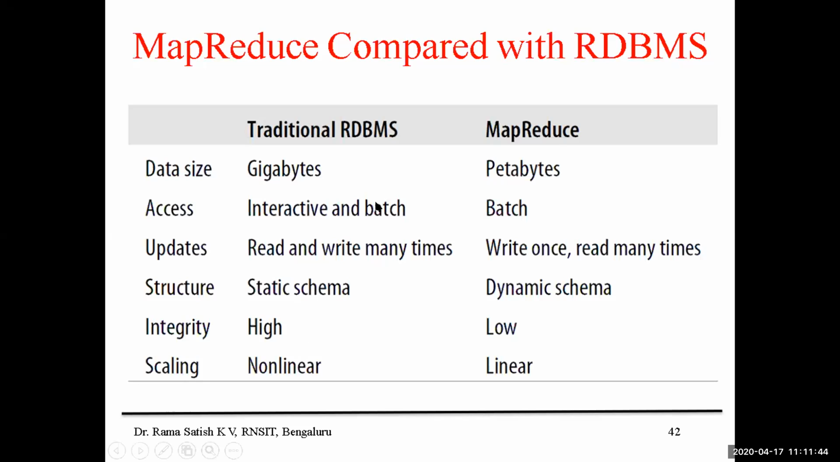And of course, the structure is static in RDBMS. Here the schema is very dynamic, whereas in RDBMS integrity is very high, very tightly bound. Here the components are bound much less. And of course scaling: RDBMS is non-linear, so it has a limitation. Beyond a certain number you cannot go, whereas in MapReduce it is linear scale. You can add any number of data nodes, very clearly.